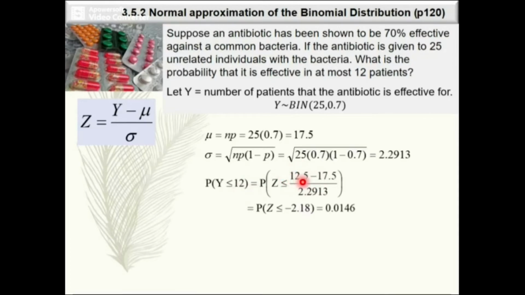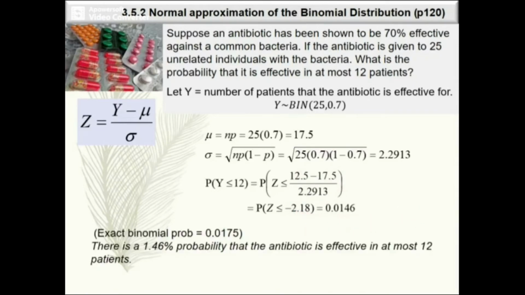And then remember to standardize, you subtract the mean and divide by the standard deviation. And then that's where this term comes from. And then you'd get minus 2.18, which you can find in the tables, and you should have gotten 0.0146. The exact binomial probability would have been 0.0175. So you can see why we call this an approximation. It is not the exact value.